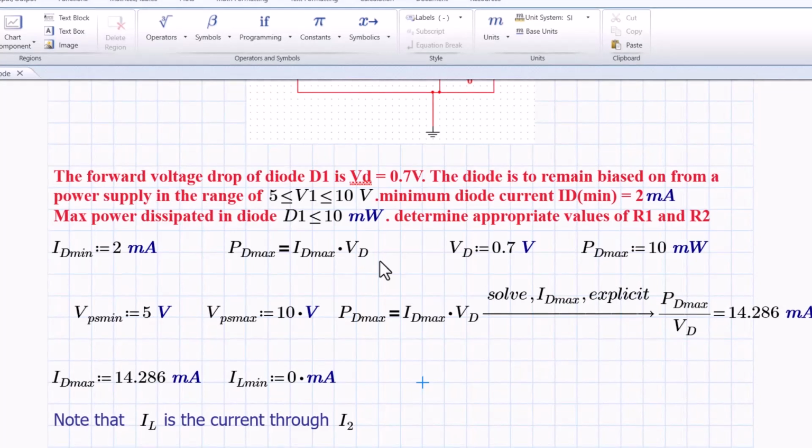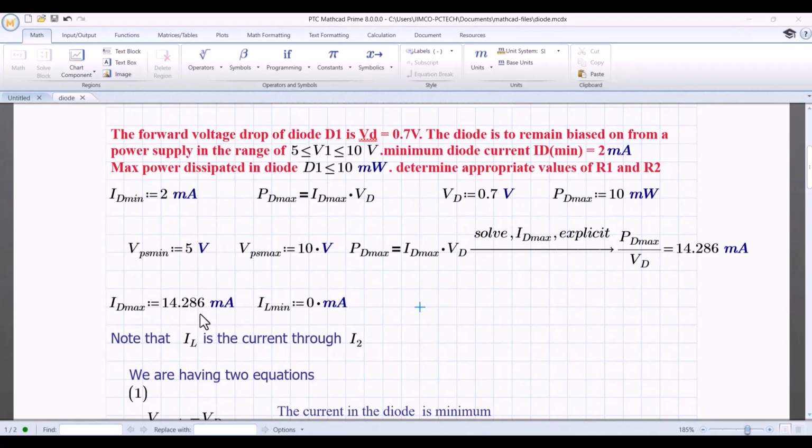Then we go over to the voltage source. They range from 5 to 10 volts, which are specified here. Then I solved for the maximum current using the solve function of MathCAD, which I now got 14.286 mA. I also indicated it here. Now the minimum current, that's the minimum current through the R2, I put it at 0.